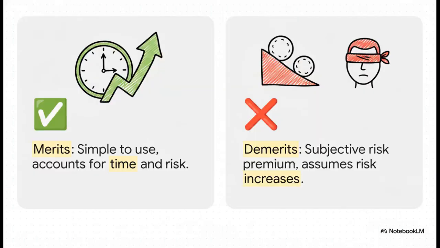Now, the trade-off here is really fascinating. The biggest merit of RADR is that it's super simple to use, and it beautifully accounts for both the time value of money and the investor's specific risk preference. But there's a catch. Its biggest flaw is that it blindly assumes risk automatically compounds and increases over time, which isn't true for every single project. Plus, deciding that the risk premium is exactly 4% instead of, say, 3% or 5%, that is highly subjective.